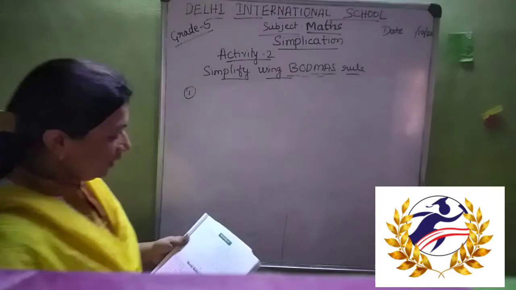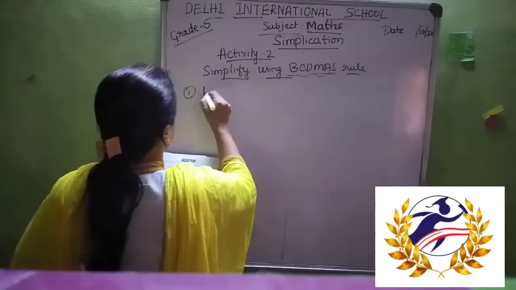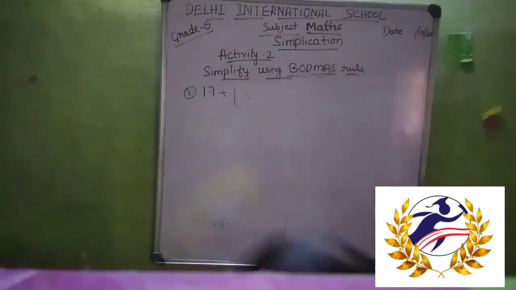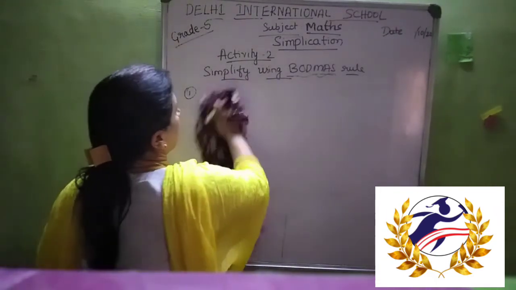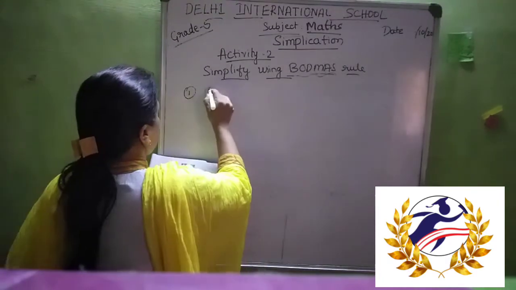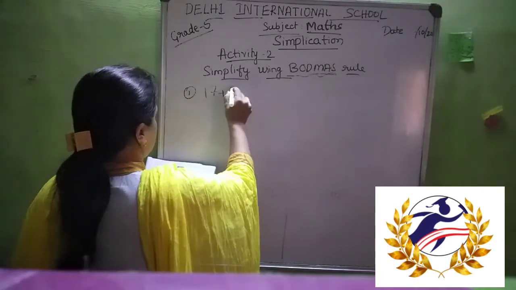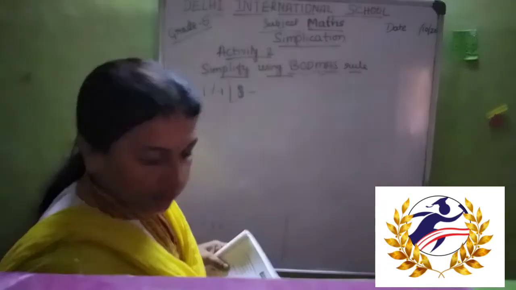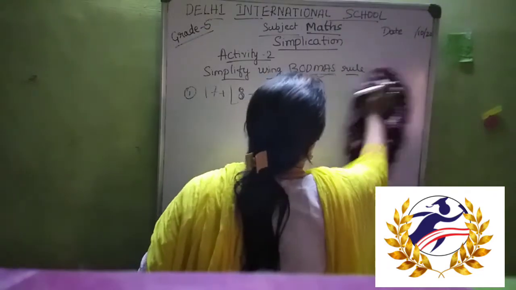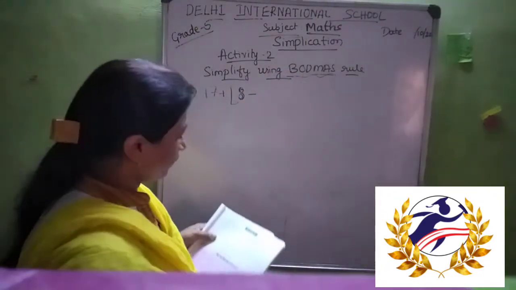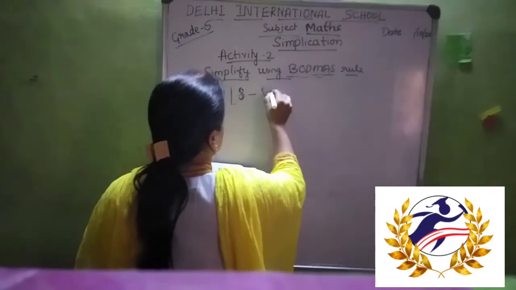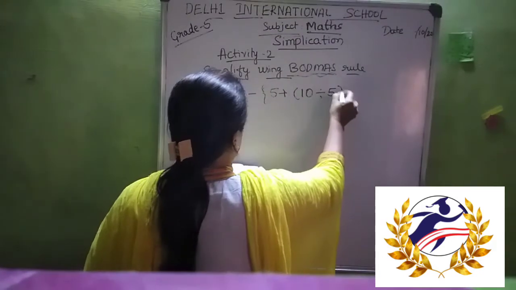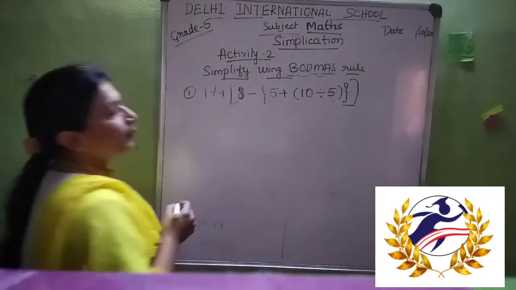The next problem is 17 plus 8 minus 5 plus 10 divided by 5. So this is the problem.